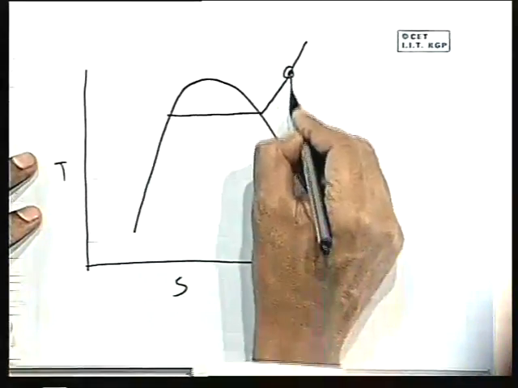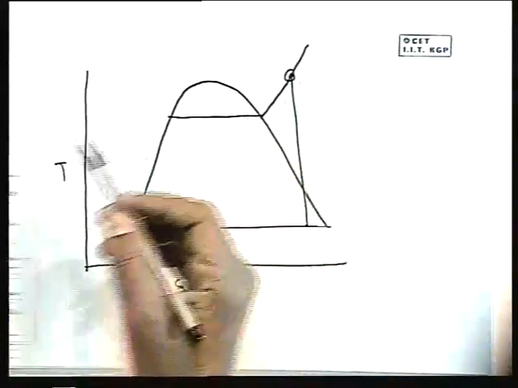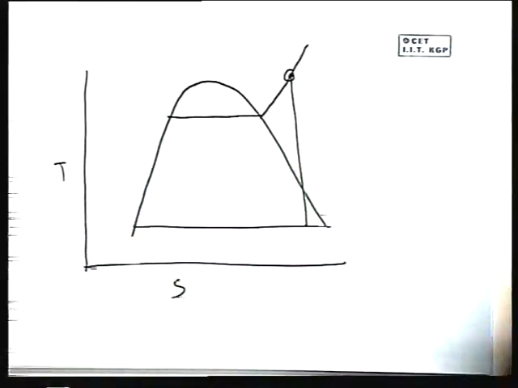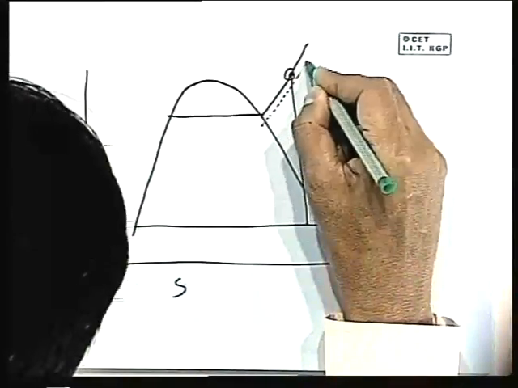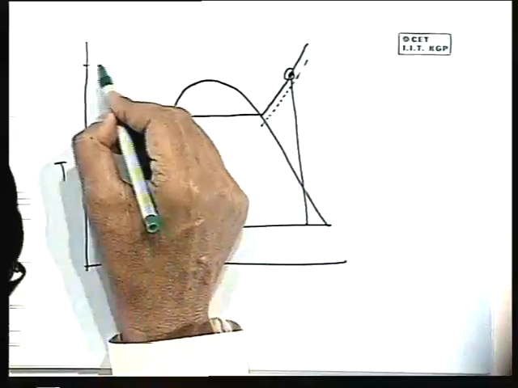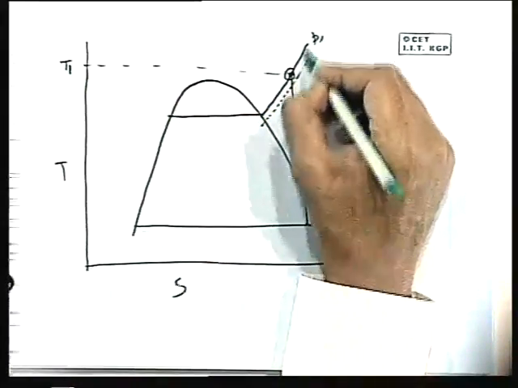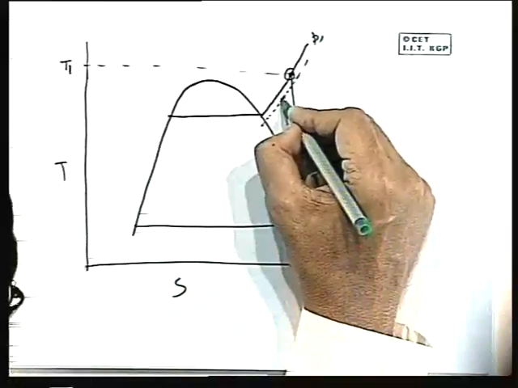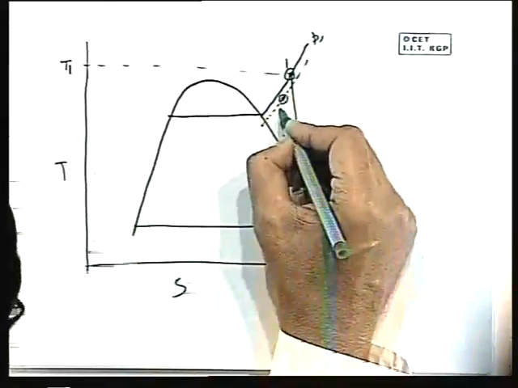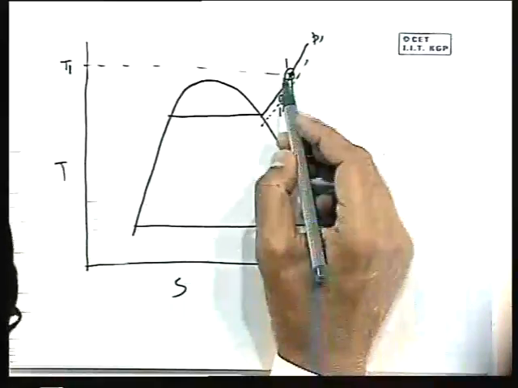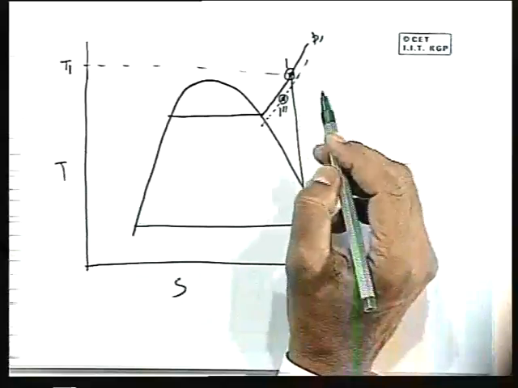Let this be the point 1. Now it is assumed that the boiler pressure drop is this. Let this be the pressure drop in the boiler, and there is a marginal temperature drop. This is T1 and this is P1. So this point comes somewhere here. The actual point comes here, let it be 1 double dash. So this 1 double dash point suffers a decrease in pressure and a decrease in temperature.